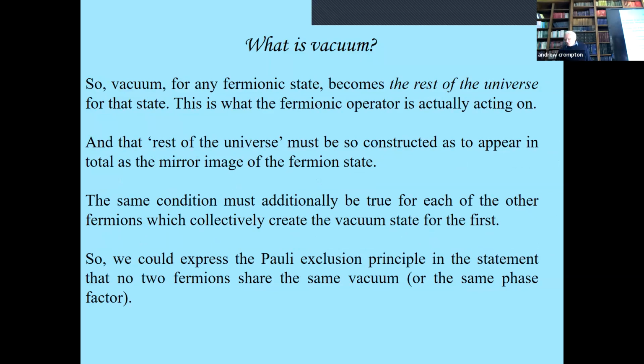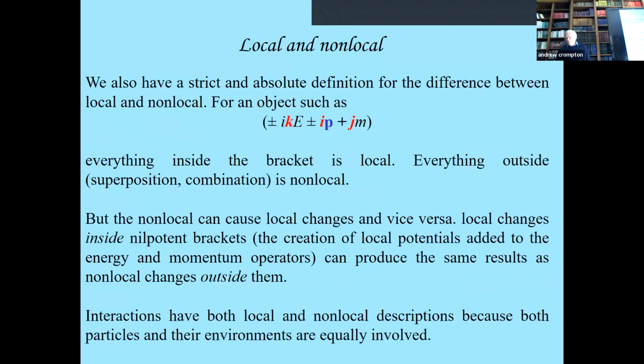So we can say that no two fermions share the same vacuum or the same phase. And now we can see what local and non-local mean. We've got an object like that. Everything inside the bracket is local. That's what local means. If it isn't inside that bracket, it's non-local. And everything outside, superposition, combination, all that stuff, is non-local.